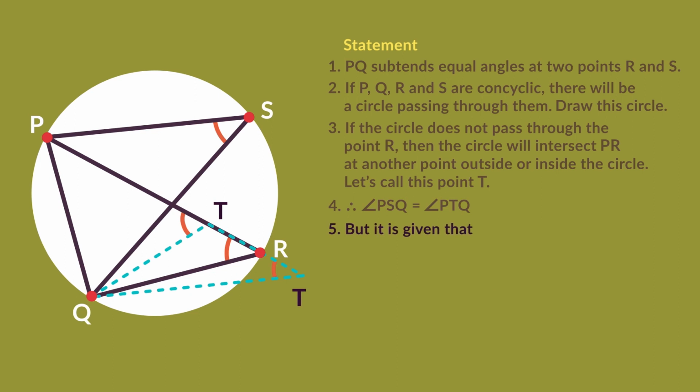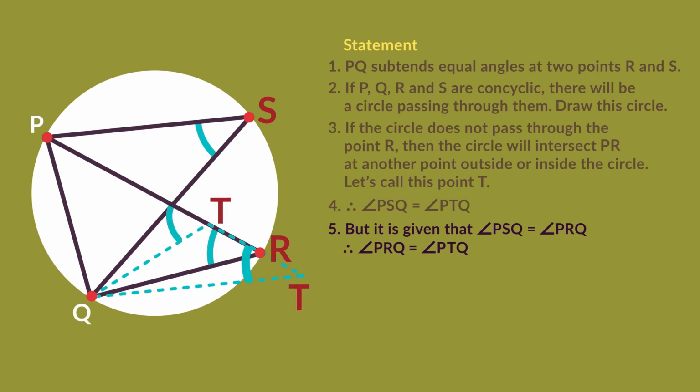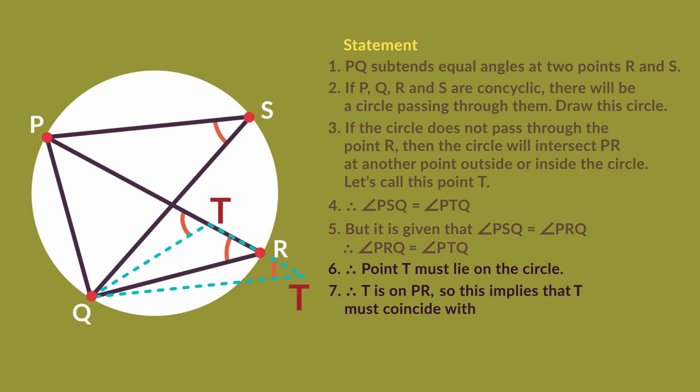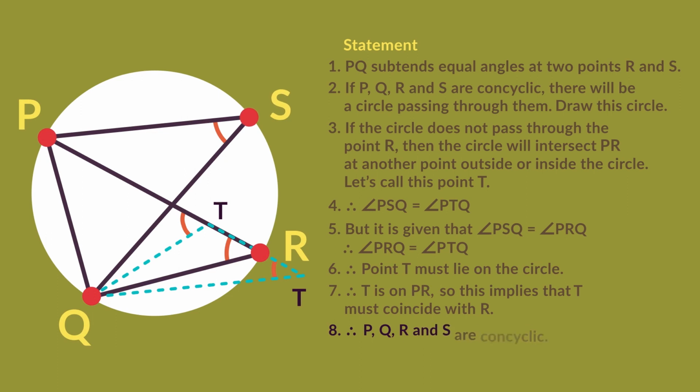But we have been given that angle PSQ is equal to angle PRQ. So angle PRQ must equal PTQ. This is only possible if T coincides with the point R because they are angles between the same line segments. So we have proved that P, Q, R, and S lie on the same circle. This is called proof by contradiction.